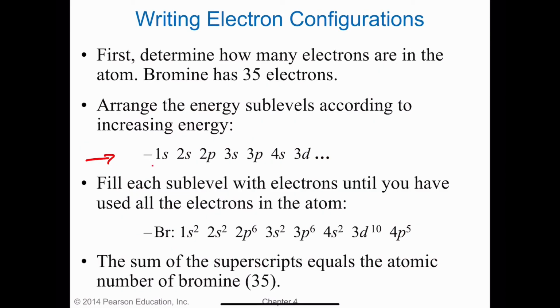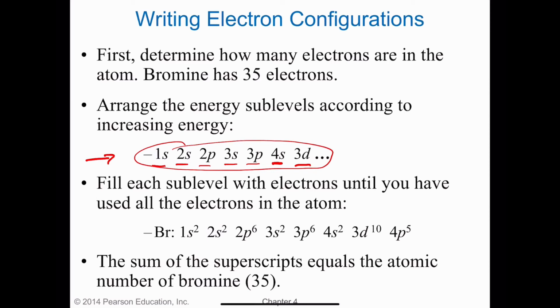And that's basically how we get the order. So the 1s came first when we did that walking across the periodic table exercise, and then 2s came next, and then 2p came next, and then 3s, and then 3p. And if we kept on going, we would find that 4s comes next, and 3d, and so on and so forth. So that's how we get this order.